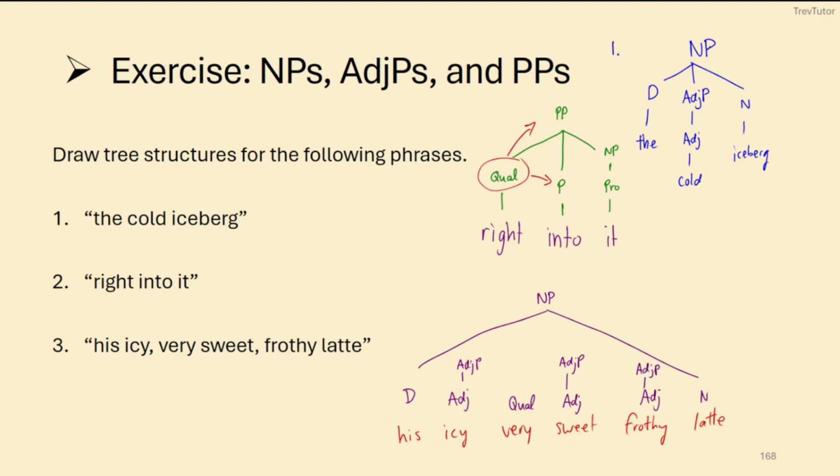And when we think about it, the qualifier is modifying an adjective. It's modifying the adjective to the right. So that adjective phrase sweet is going to include very. And now we can attach all of our adjective phrases underneath the noun phrase head for the final structure for his icy, very sweet, frothy latte.